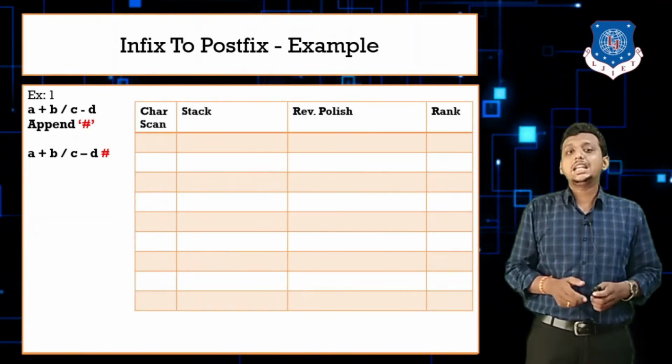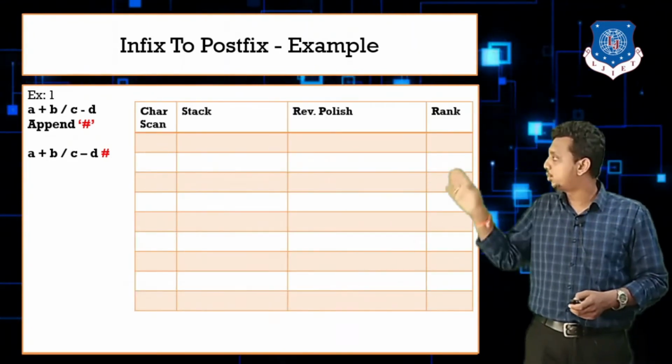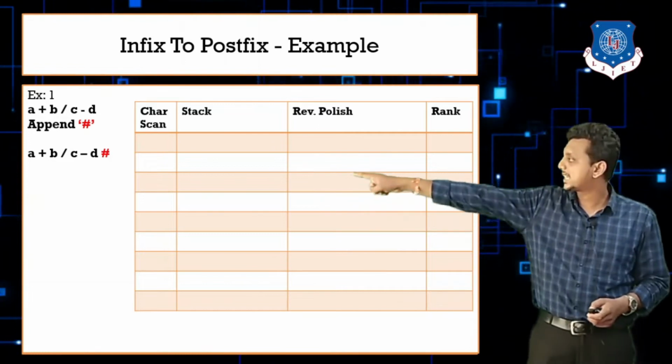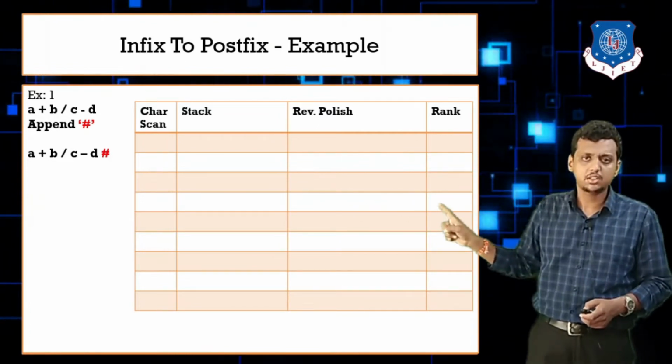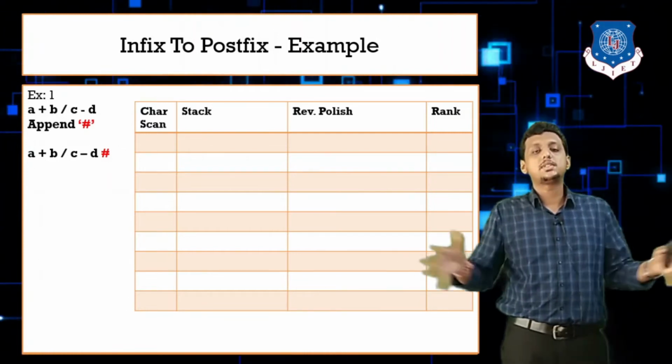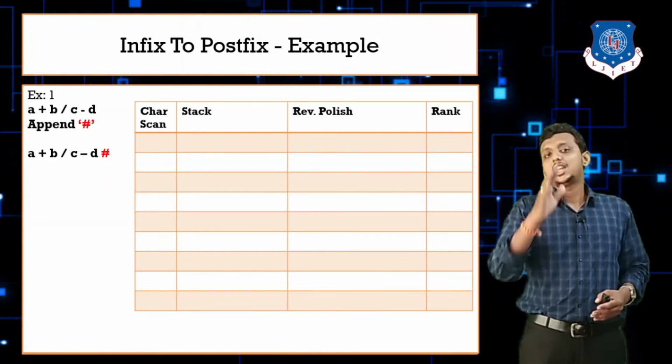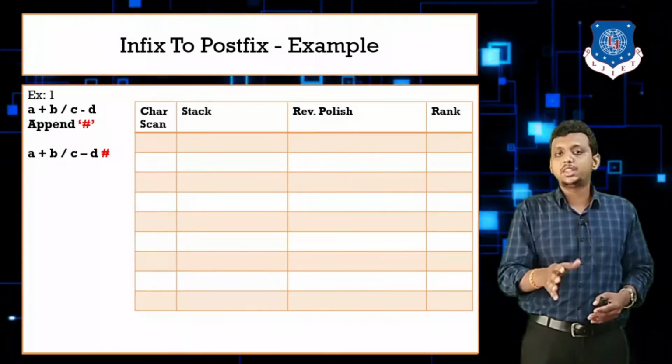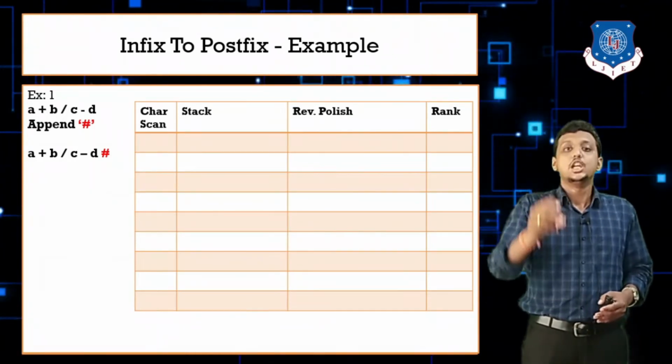Next, students, I'm going to make 4 different columns. The first one is character scan, the next one is stack, the third one is reverse polish, and the last one is rank. So I have 4 different columns with me. Just understand the concept of this tabulation method. It is very easy to understand. Okay, what is our first step?